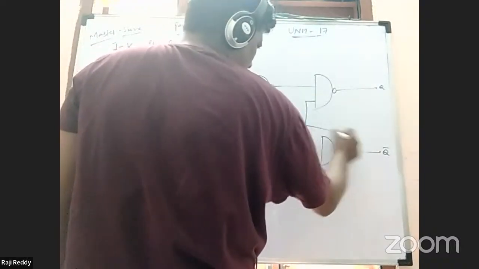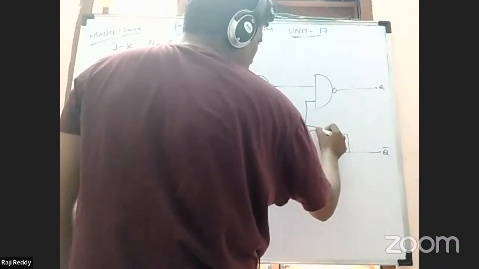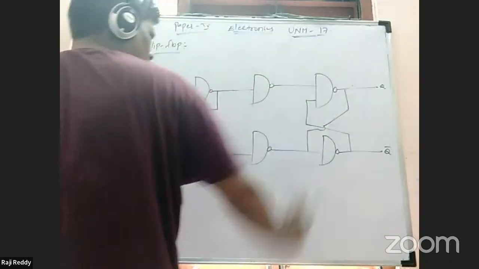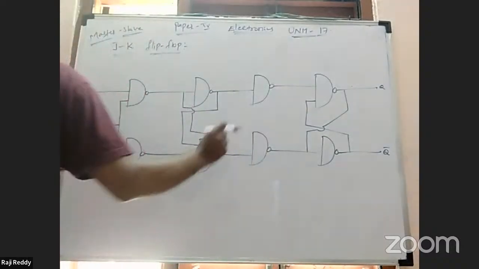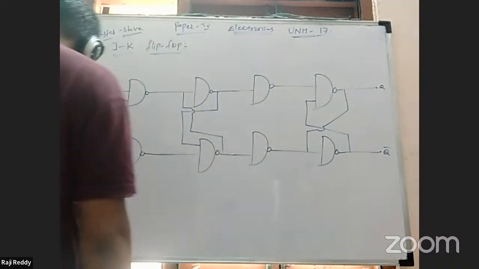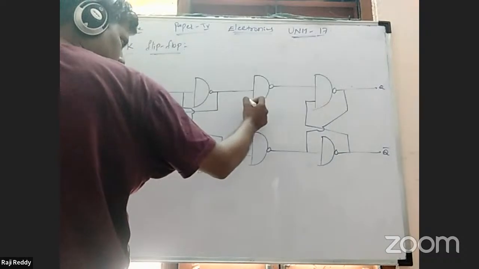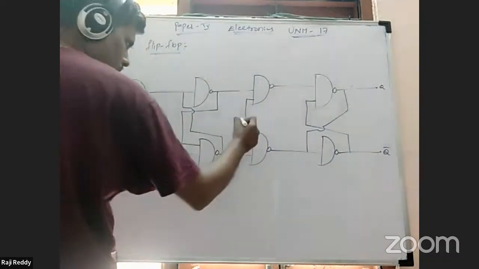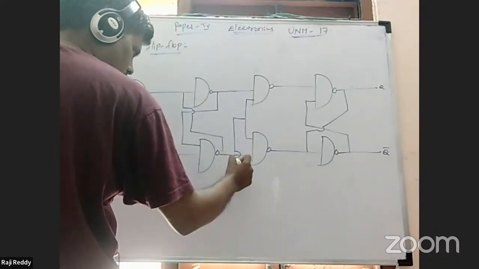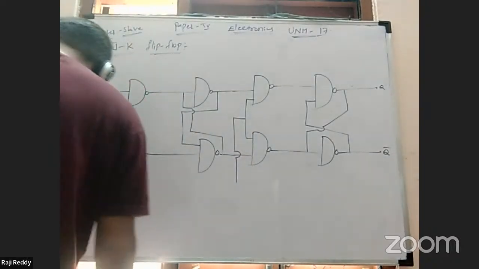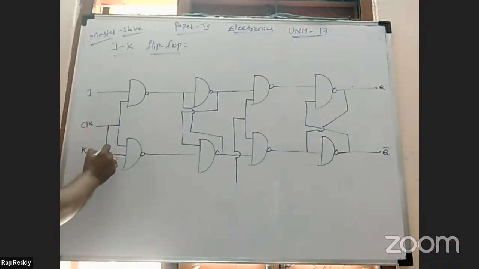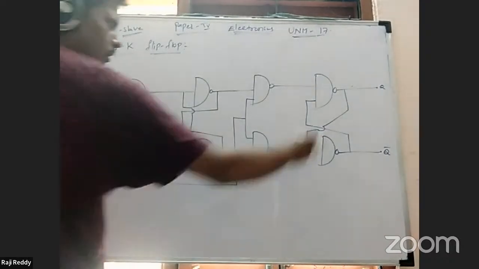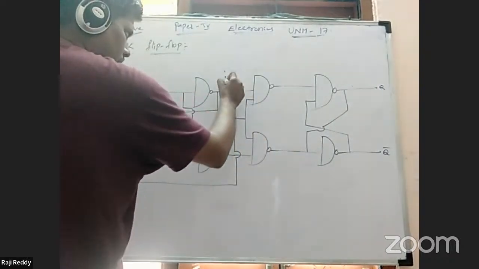Circuit diagram. This one has two inputs and one output, clear. Here only one input is there. Then you can give the clock here one more time. Both are the same clock. Then you can give the clock connection to the starting stage. Okay, up to here is one set.